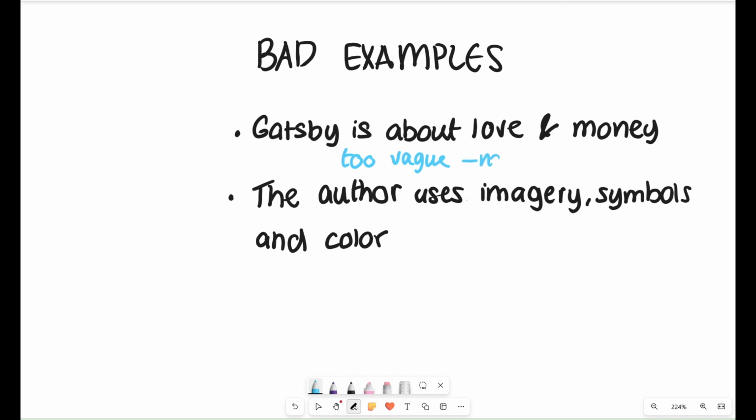And it has no stance. So you're not really arguing anything there. You're just telling me what the book is about. And it's not even an insightful sentence into what the book is about. Most books are about love and money.